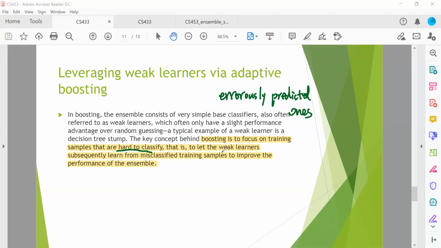In the beginning, the learners we call weak learners. And then later on, you will learn from misclassified training samples to improve performance. So you will put more focus on previous training that was misclassified. That's what we call boosting. We just needed to get the basic concept here.